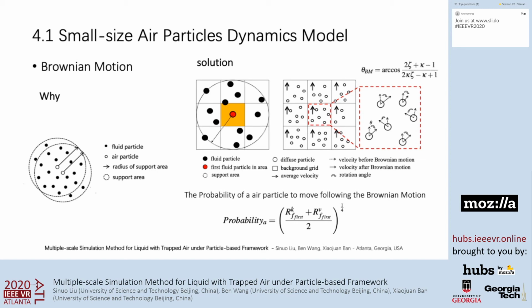The Schlick function is used to describe the velocity offset angle of each small bubble particle. The probability of an air particle moving following the Brownian motion is determined by the degree of choice of this area.